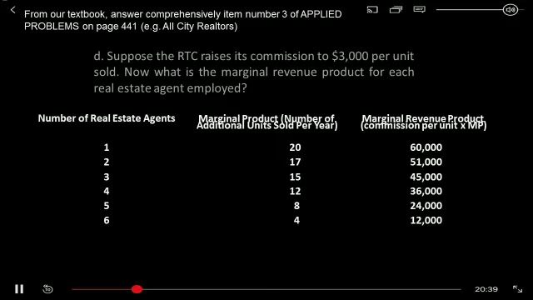So, 3,000 times 20 is equal to 60,000. 3,000 times 17 is equal to 51,000. 3,000 times 15 is equal to 45,000. 3,000 times 12 is equal to 36,000. 3,000 times 8 is equal to 24,000. And 3,000 times 4 is equal to 12,000.